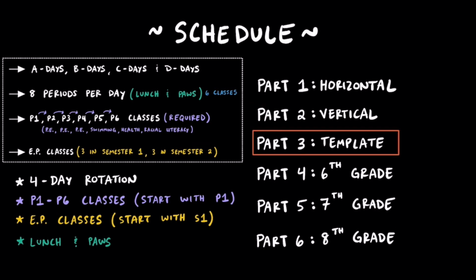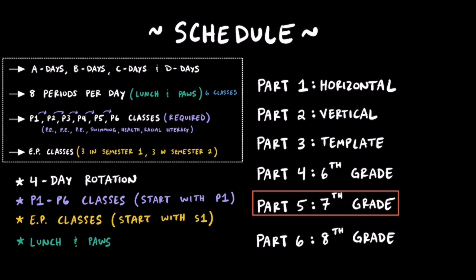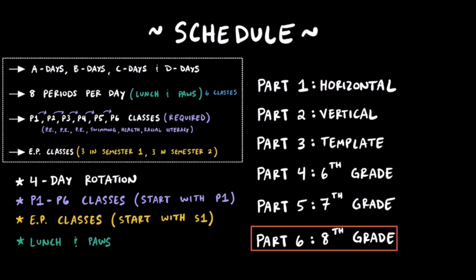In part 3, I'll go over a template that hopefully simplifies your schedule so it's easier to understand and follow. In part 4, I'll go over an example with a 6th grade schedule. In part 5, I'll go over an example with a 7th grade schedule. And finally, in part 6, I'll go over an example with an 8th grade schedule.